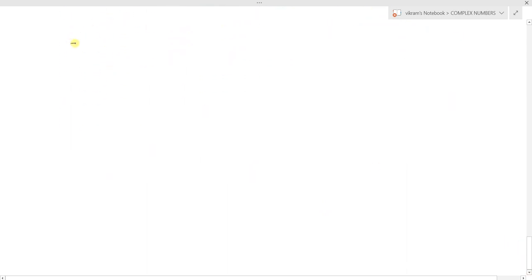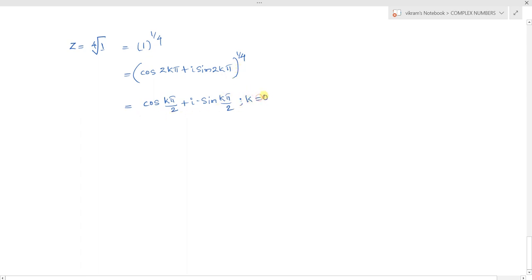If I am considering how to find the fourth root of unity, that means it will have four roots. We can write this as 1 power 1 by 4, which is cos 2k pi plus i sin 2k pi. Initially it is cos 0 plus i sin 0, and for every multiple of 360 degrees we obtain the same value. By applying the de Moivre theorem, we can write this as cos k pi by 2 plus i sin k pi by 2, where k takes the values 0 to n minus 1, that is 0 to 4 minus 1, which means 0, 1, 2, 3.